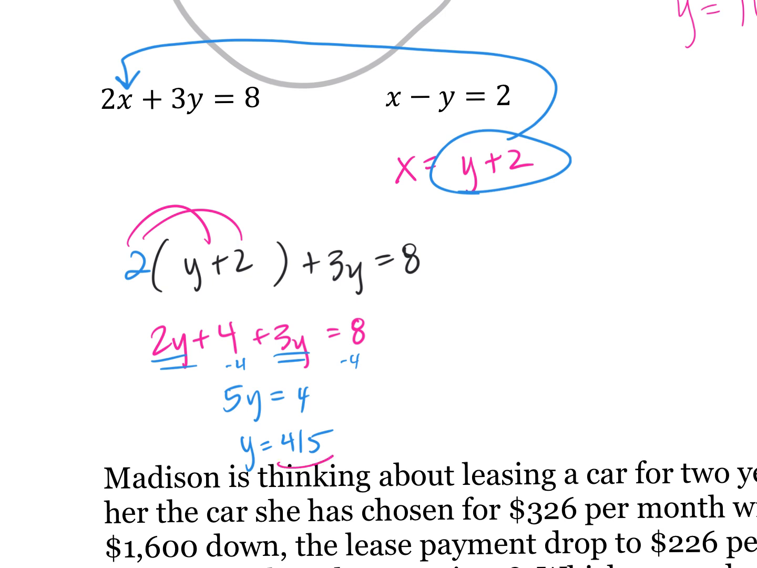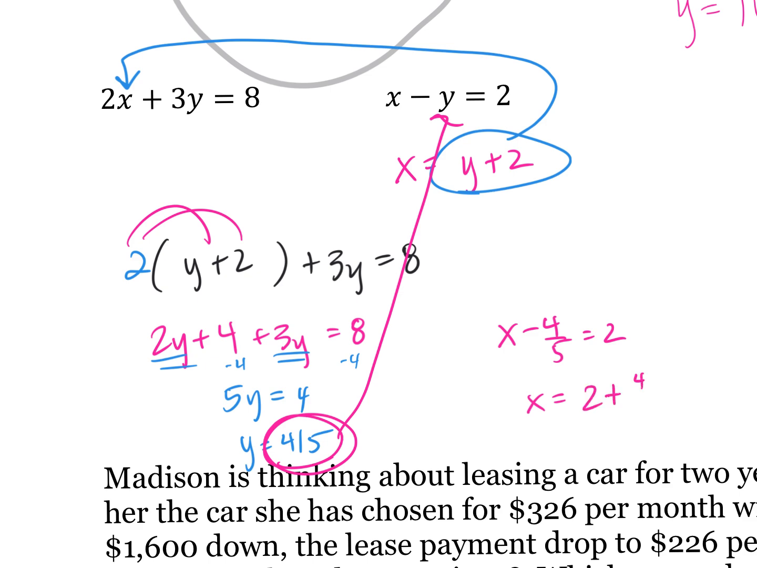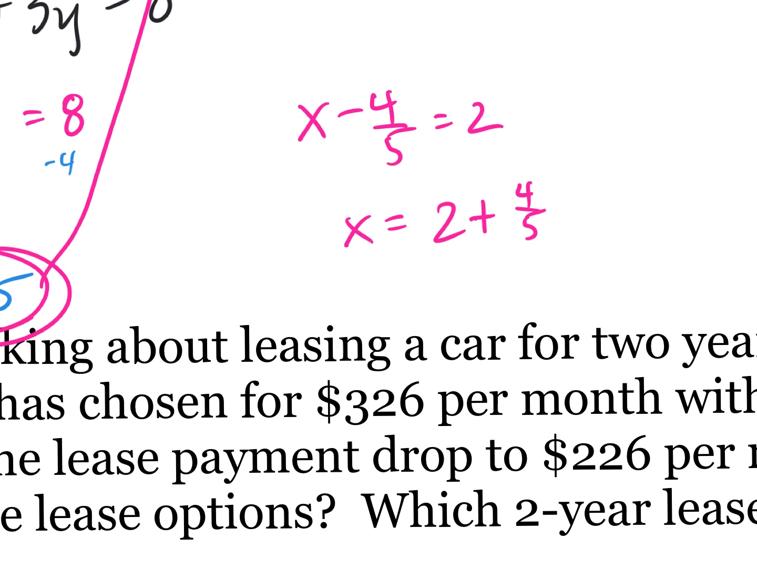Okay, which one do you want to plug 4/5 into? My first equation or my second equation? Okay, again, we've got the same answer, but I agree it's going to be a little less work over here. X minus 4/5 equals 2. When I add 4/5, 2 plus 4/5, let's get some common denominators.